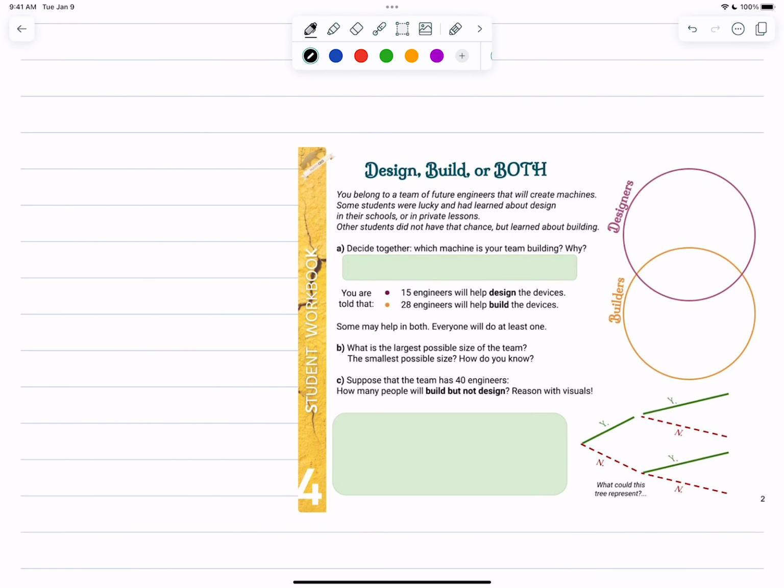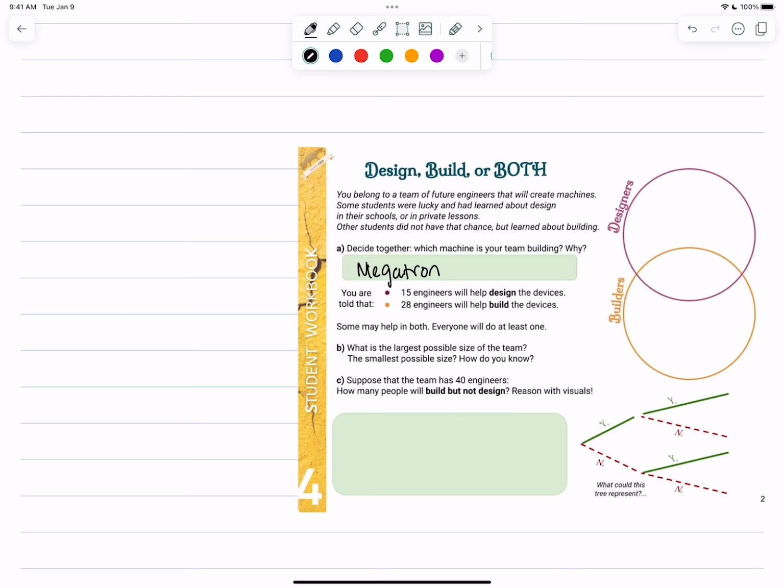Well, you start off with just two sets. Keep it nice and simple. You're working with a team of engineers that are trying to design a device and build it. Some of them will be designing, some of them will be building, and some of them might be doing both. So the first part is really to get the students interested in the idea: what machine is your team building? For example, Megatron. Make sure you have fun with it. Tell a story. Really get them engaged in the worksheet. This is really where you get them hooked into it.